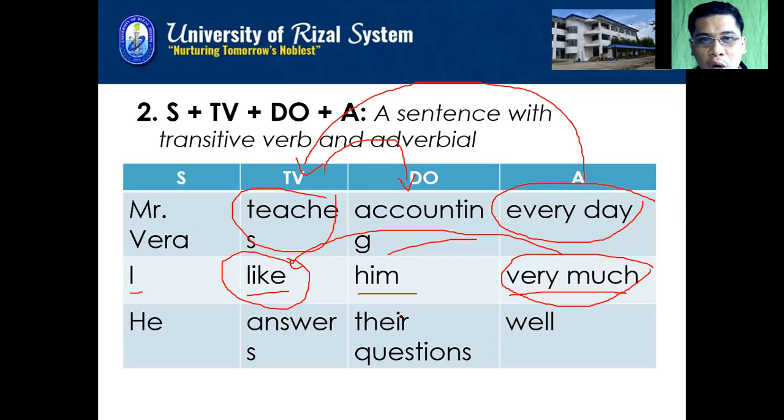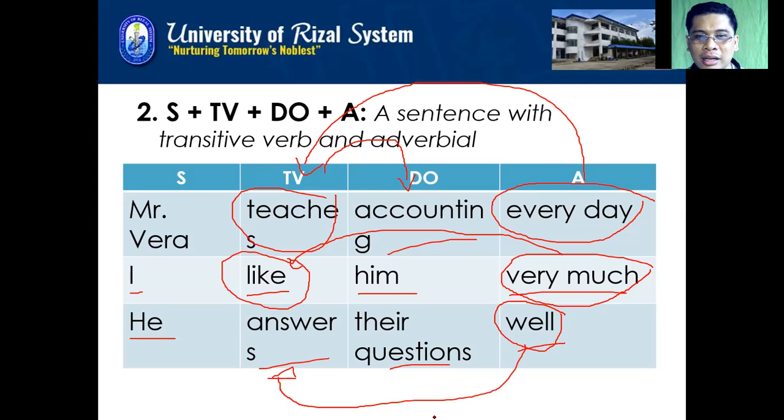Now, let's move on to our next sentence. He answers their questions well. So he is our subject, answers is our transitive verb, their questions is our direct object, and well is our adverbial. Now, what makes well an adverbial? Because it is describing the verb answers. How does he answer their questions? How? Well. He answers the questions well, something like that. So from that sentence, we say that well is describing the action answers.